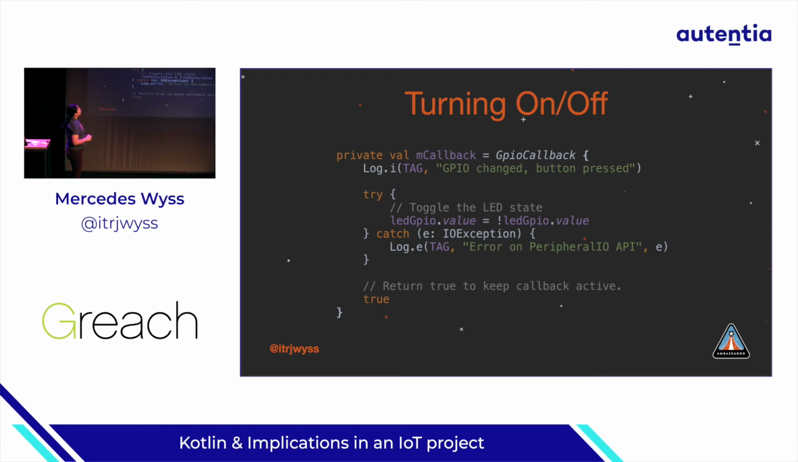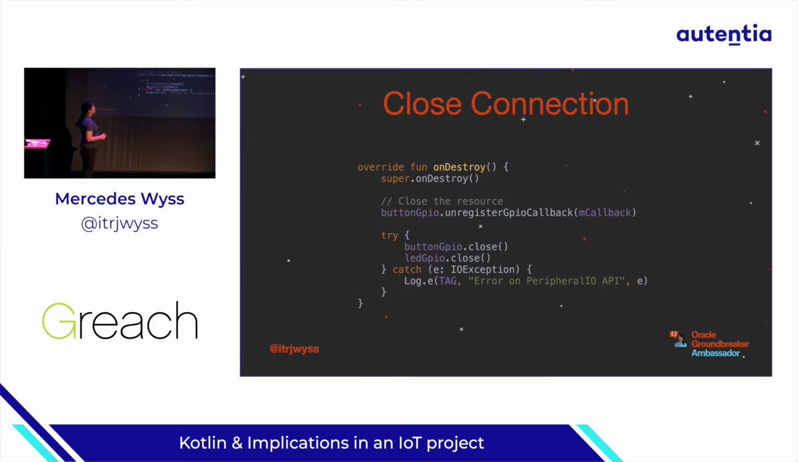And here I am going again to the callback, and now when it's pressed, I will change the state of my LED. So I will send a false or true to turn on my LED. And finally, I need to remember to close my GPIO for LED 2.